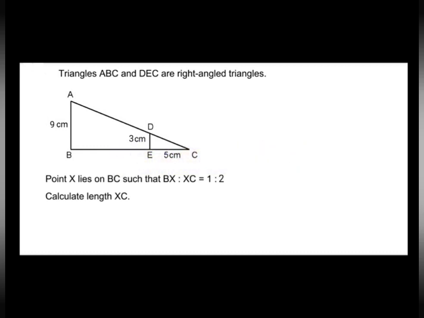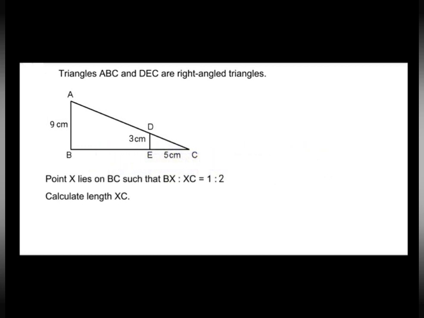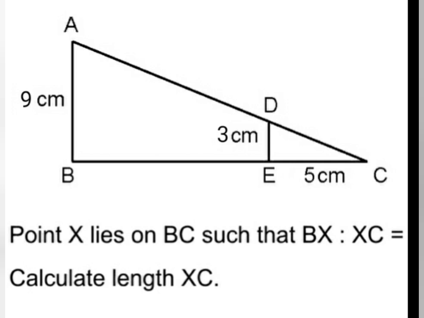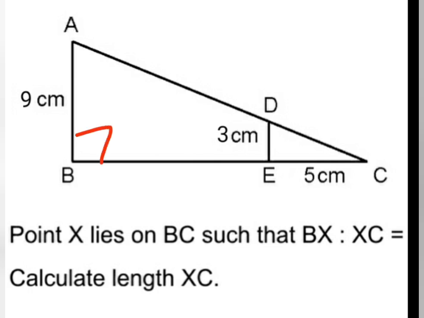In this video, we're going to talk about similar triangles and how to answer questions regarding similar triangles. This question says, triangles ABC and DEC are right angle triangles. As you can see, these two triangles are right angled and they are on top of each other. So we're going to use the similar triangles rules because these two triangles are similar, as you see, because they share this angle, this angle is the same as this one, and they share this one, and these are corresponding. So they are similar triangles.